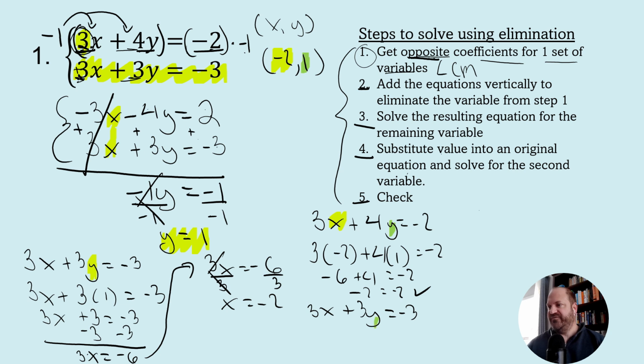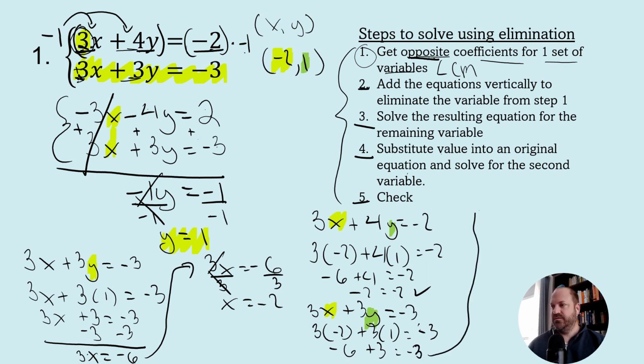So again, our y value is 1. X value is -2. Let's substitute our values in. 3 times -2 plus 3 times 1 equals -3, and we get -6 plus 3 equals -3. And then continuing up here, we get -6 plus 3 is -3, and we get -3 equals -3. So our solution checks in the second equation.